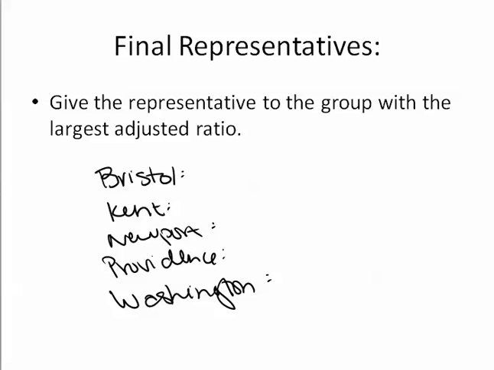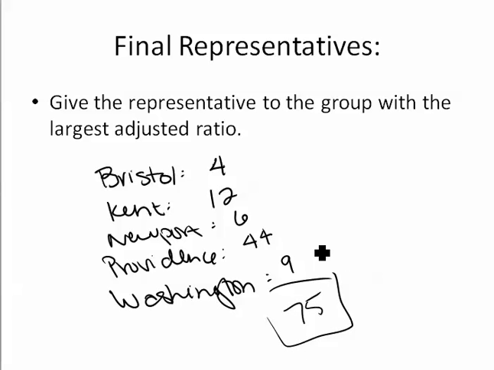So when we rounded, initially Bristol had 4 representatives. They get to keep those. Kent gets to keep the 12. Newport keeps the 6. Providence was lowered. Instead of 45, they now have 44. And Washington kept the 9. If you add those up, that gives us a total of 75 representatives.